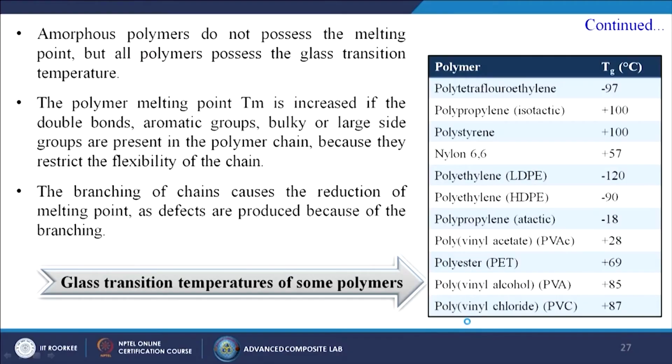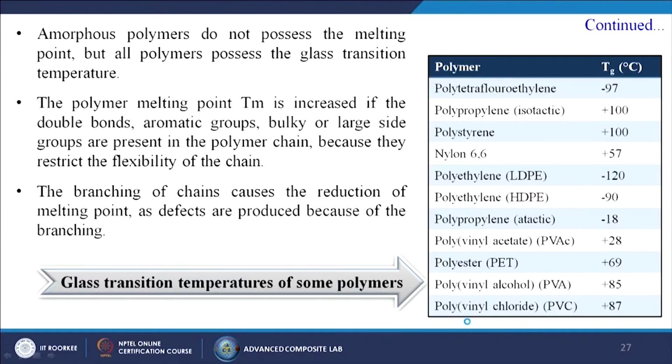So, amorphous polymers do not possess any melting temperature, as I already told you, but all polymers possess a glass transition temperature. Of course, as a thumb rule, the glass transition temperature of the polymer is around 10 to 15 degrees. The polymer melting temperature Tm is increased if double bonds, aromatic groups, or bulky or large side groups are present in the polymer chains, because they restrict the flexibility of the chain itself. The branching of chain causes the reduction of melting point, as defects are produced because of the branching.